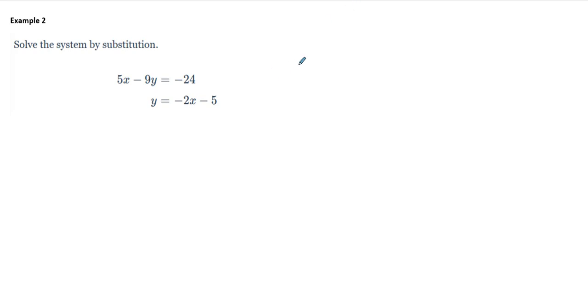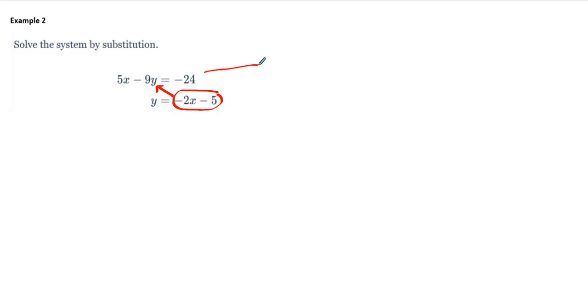M8 SP57 Example number 2, solve the system by substitution. The goal when we substitute is to find a variable that's already isolated. In this case, that's y in the second equation. So I will begin by circling negative 2x minus 5, and then I will substitute that quantity in for y in the first equation.